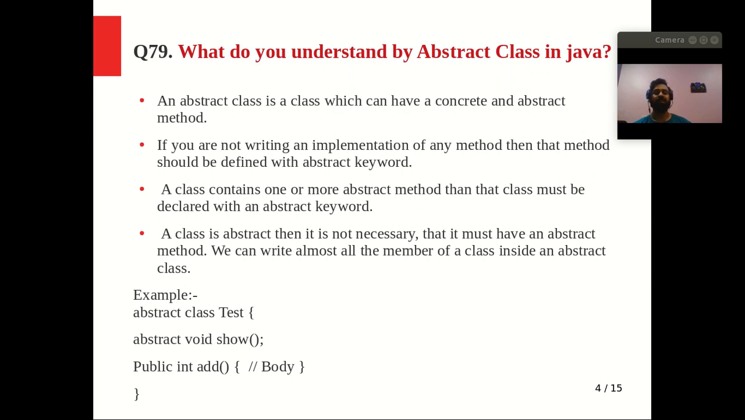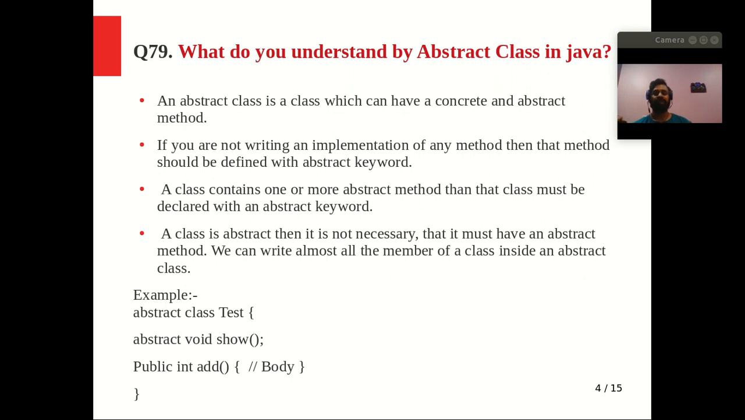If a class contains one or more abstract methods, then that class must be declared with the abstract keyword. There is one rule in Java that if any class has an abstract method in it, then that class must be defined with the abstract keyword. Okay, I will show you with an example.